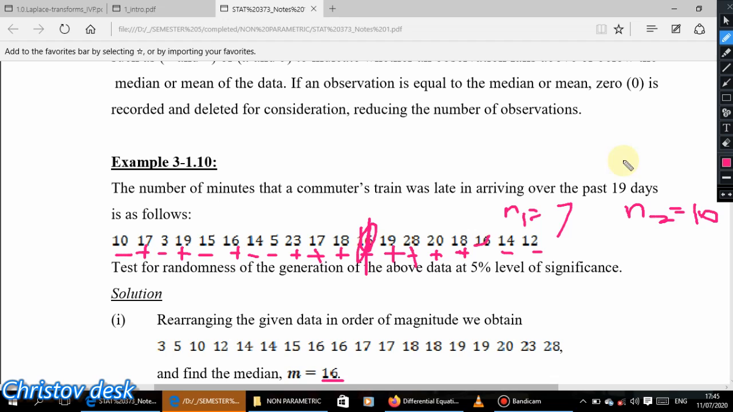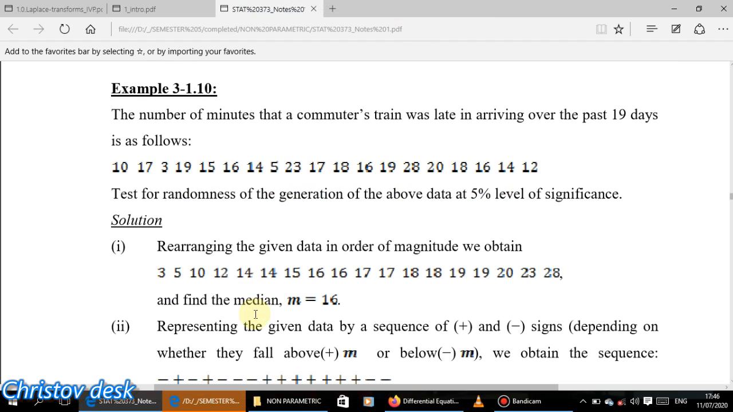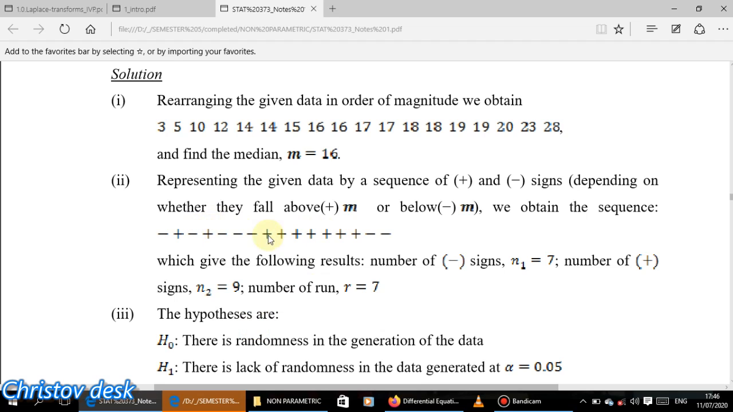So it's a small sample, so you have to use a runs table. The whole thing is numerical. Change it to qualitative and then you will be fine. That's the whole idea. You did that and then you have your plus and minus signs. I didn't count it all. N2 is 9 and then our N1 is 7.